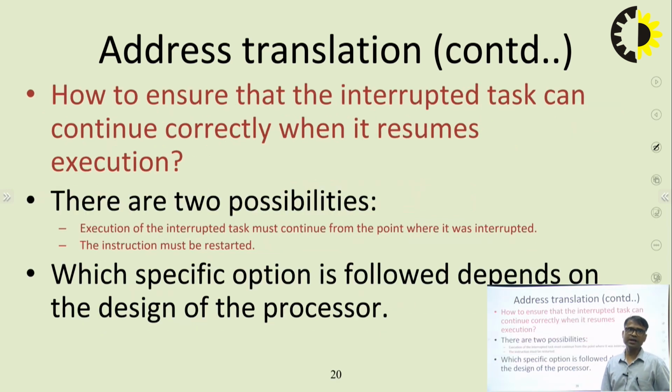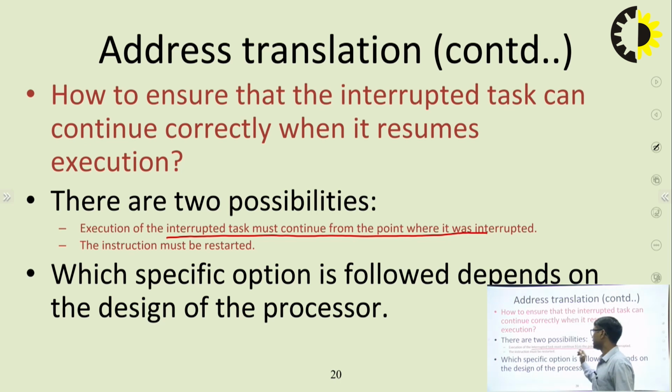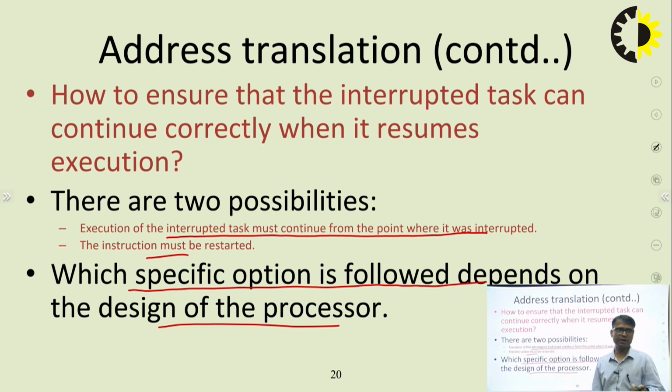How do we ensure that the interrupted task can continue correctly when it resumes execution? There are two possibilities. One is that the execution of the interrupted task must continue from the same point where it was interrupted. The other is that the instruction must be restarted. Which option is followed depends upon the design of the processor. If you have to restart, certainly there will be some stack or some mechanism by which you can bring back the starting point.